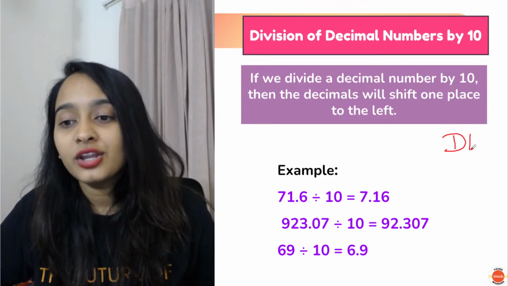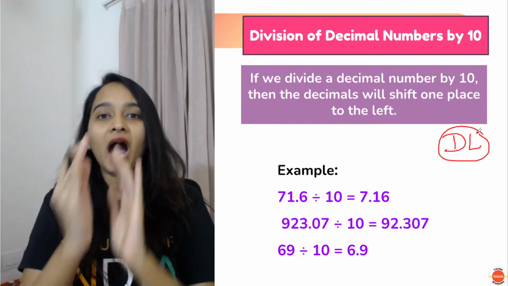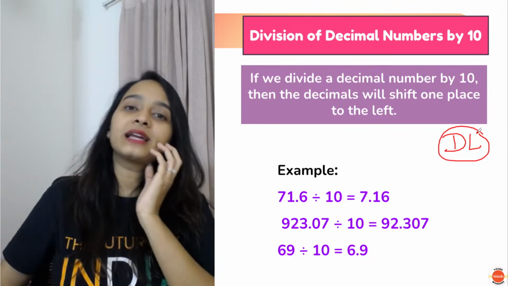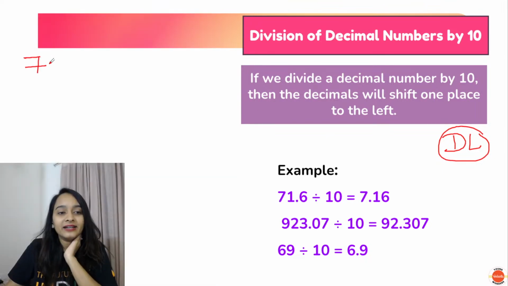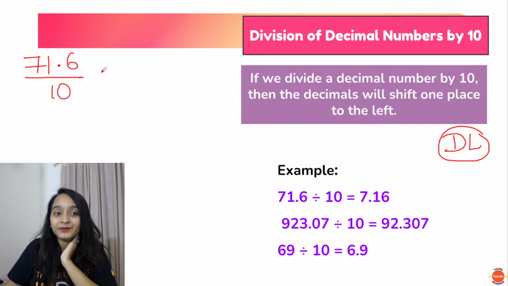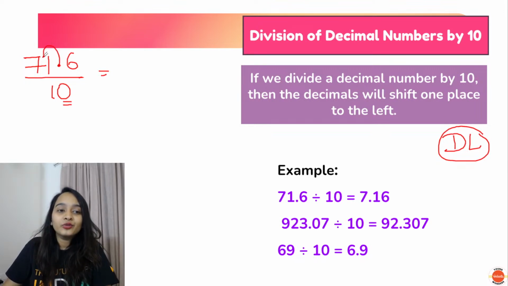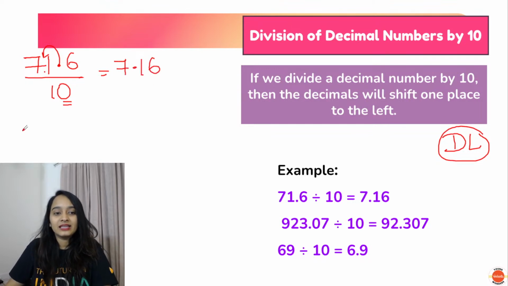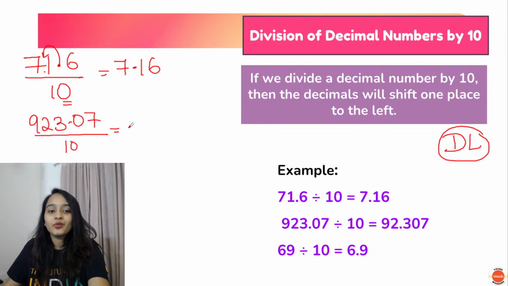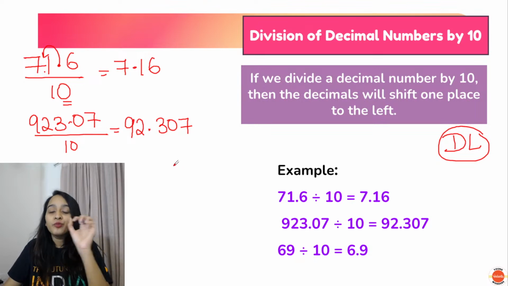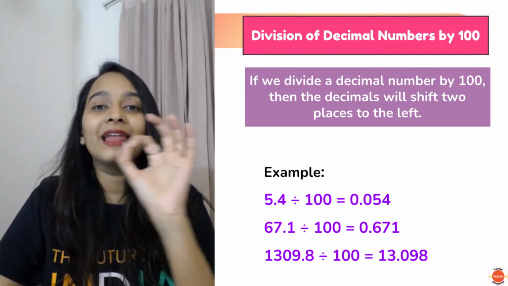So for division you move towards the left. MR multiplication right. DL division left. What does this mean? Now here you have 71.6 by 10. You have only one zero in the denominator, right? So you move the decimal point towards the left side by one digit. It will become 7.16. You have 923.07 by 10. So what will this become? 92.307. You move the decimal point towards the left side.